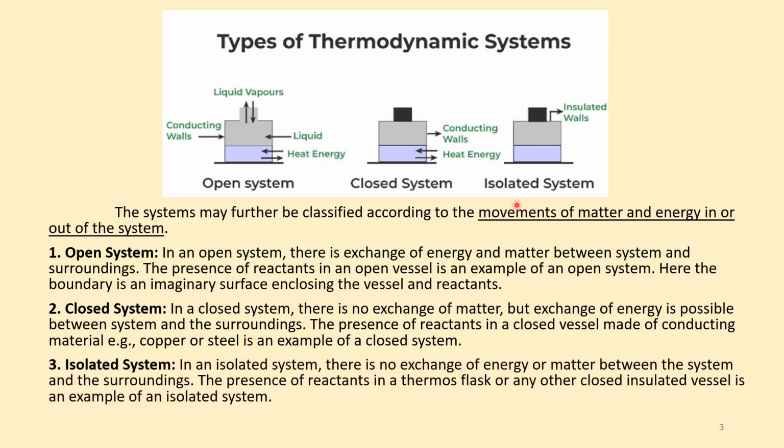The third system is an isolated system, which is shown on the extreme right hand side of the figure on the screen. In an isolated system, there is no exchange of energy or matter. So exchange of energy is zero and exchange of matter is zero between the system and the surroundings. The presence of reactants in a thermos flask or any other closed insulated vessel is an example of an isolated system. So in this section we have learnt about an open system, closed system as well as isolated system.